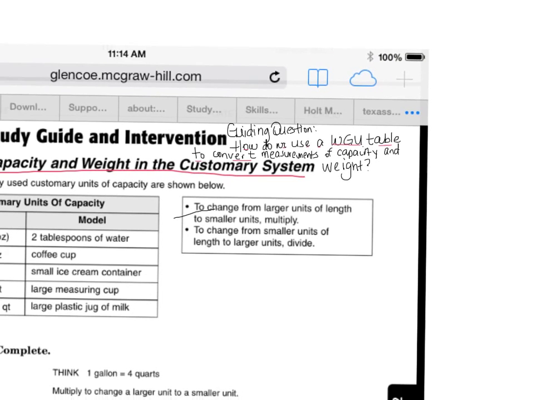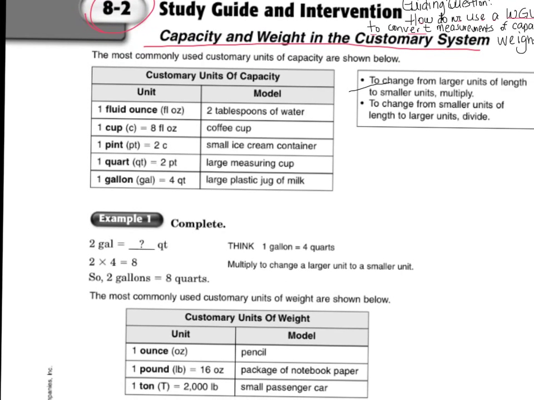Pretty much like yesterday's. I want you to pause the video and I want you to copy down this information right here. These are examples of these units. This is a real life model of these units of capacity and weight. Capacity is, so pause the video and I want you to copy down this table. Pause it now, please. I will be checking on your Cornell notes for this table.